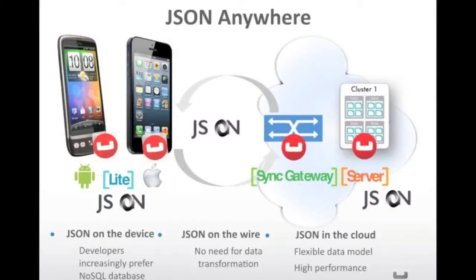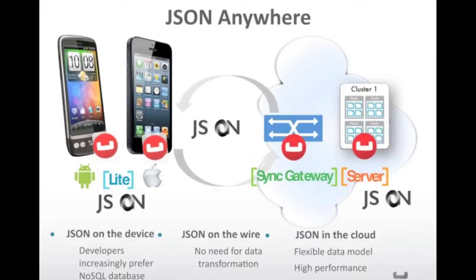So our strategy around this, we call it JSON Anywhere, and what we mean by that is that we've got JSON on the device so that, as a developer, you're interacting with local data on the device, and you don't have to think in terms of relational data. You can think in terms of JSON data and have that same natural interaction with the data that you're familiar with from working with REST APIs or all the other places that JSON shows up these days.